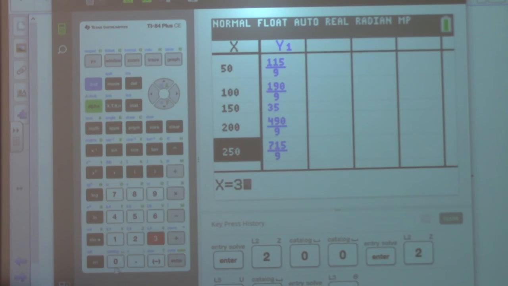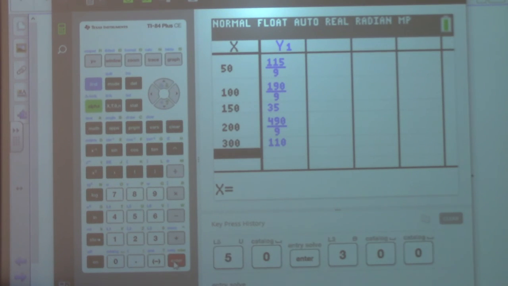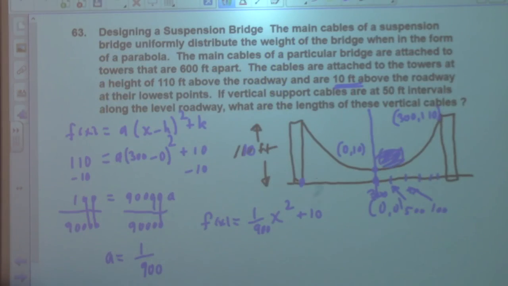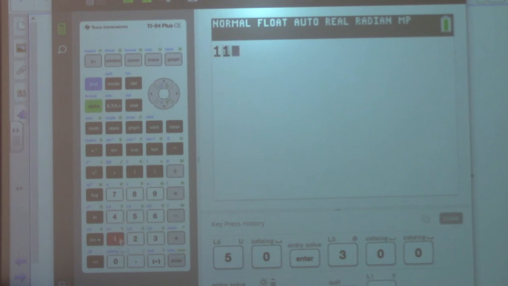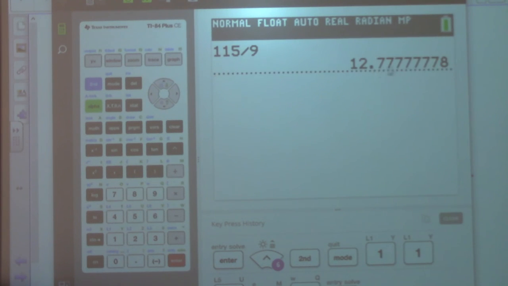And at 300, we should get 110. I hope we get 110. Please be, yes it is. So they're all good. So 115 over 9. At plus or minus 50 feet, we get 115 over 9. So that's going to be 12.8 feet.